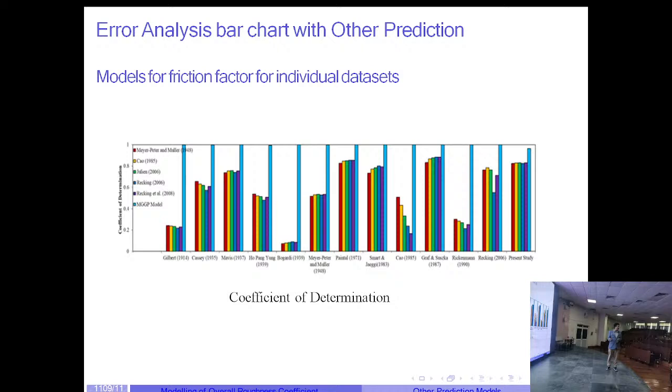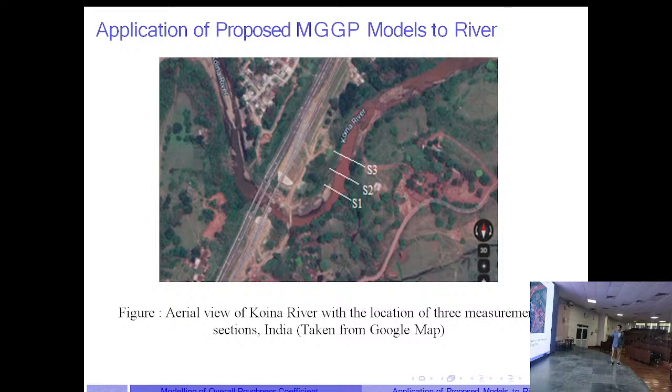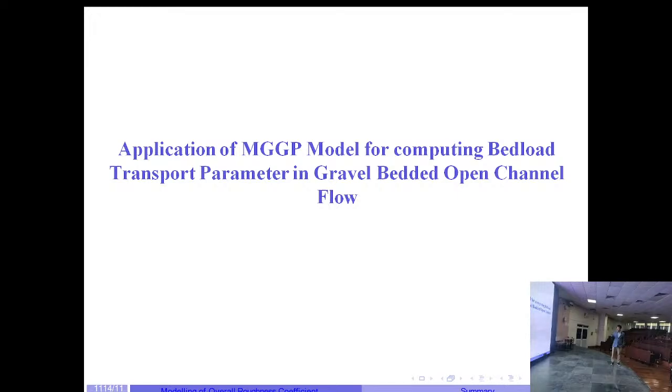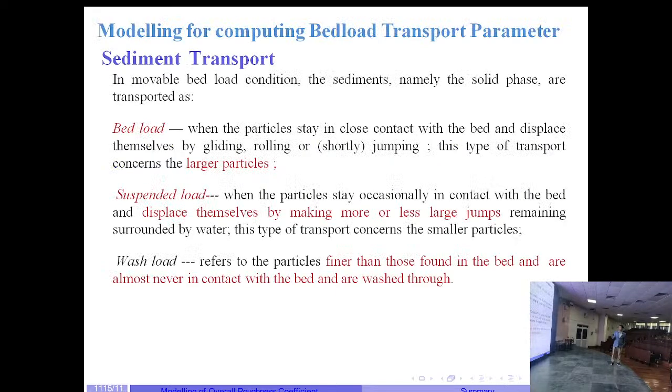You have to do error analysis in terms of MAE, coefficient of determination, mean square error, root mean square error, and many more. Then our river data was also applied. Finally we see that the latest model is the best one.